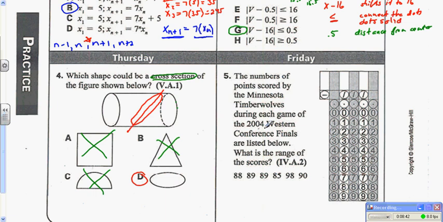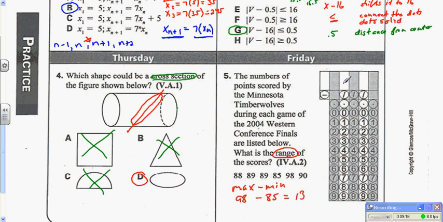Number 5, the number of points scored by the Minnesota Timberwolves during each game of the 2004 Western Conference Finals are listed below. What is the range? Now, range represents max minus min. So the maximum number, which in this case is 98, minus the minimum number, which in this case is 85, the difference in those two represents the range, and 13 is it.